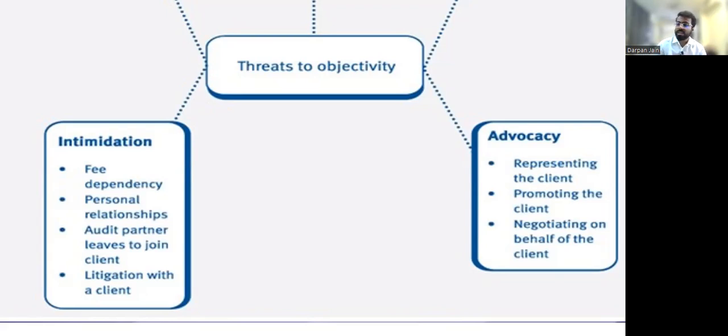See the examples. If you're representing that client, for example, let's say you're the external auditor of ABC Private Limited. Can you become their lawyers in the court of law? In the courts, can you become the lawyer of your client? No, you cannot represent your client. Then you will not remain independent. You will not remain unbiased. So you cannot represent your client.